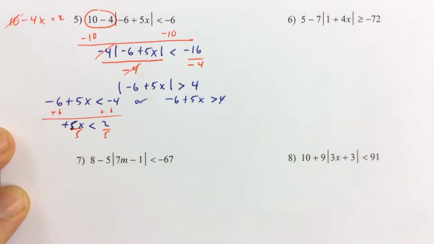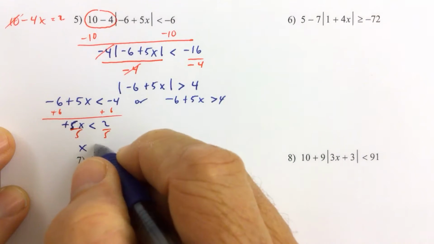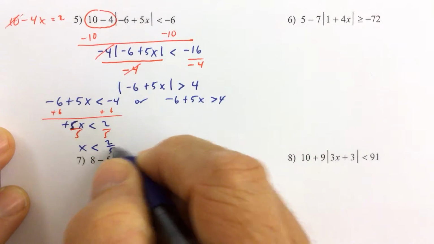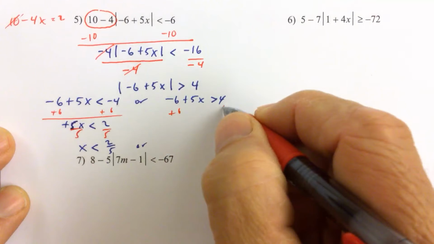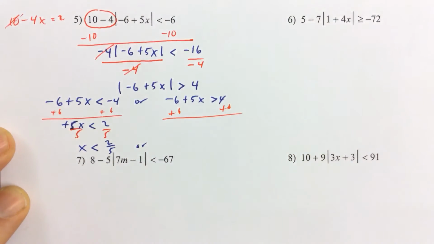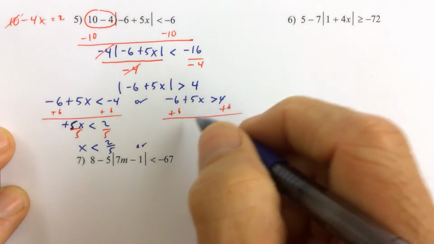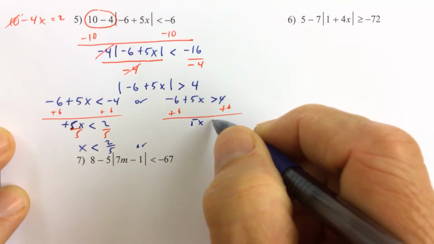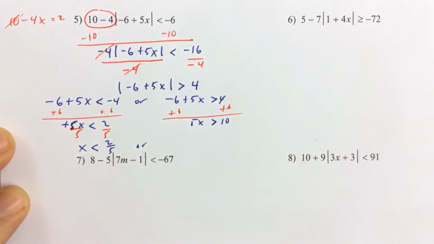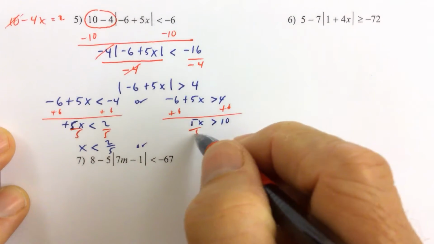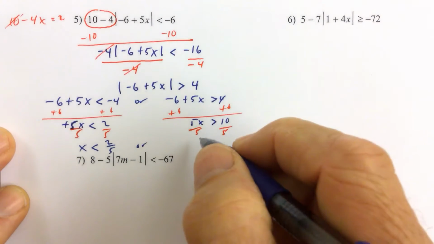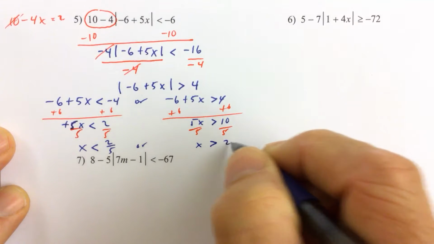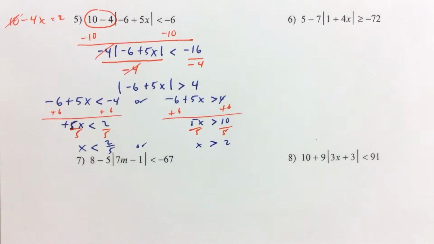I didn't leave myself a lot of room here. My apologies. x is less than 2/5. Or, let's see what we have to do over here. We've got adding 6 to both sides, and we've got 5x is greater than 10. And if we divide both sides by 5, then we get x has to be greater than 2.